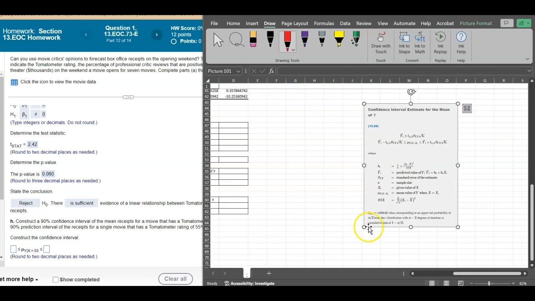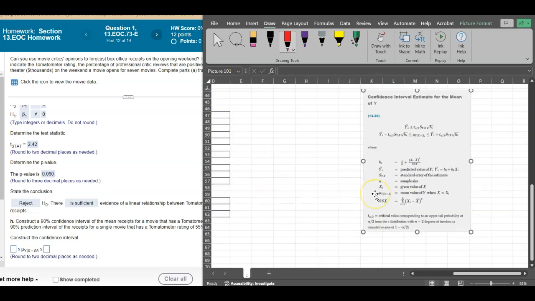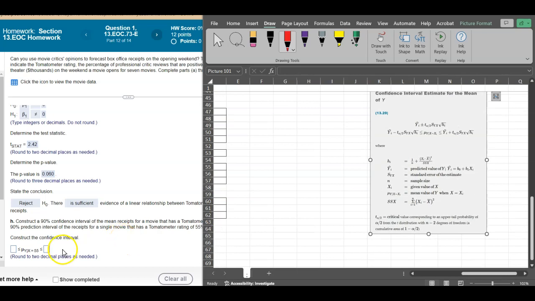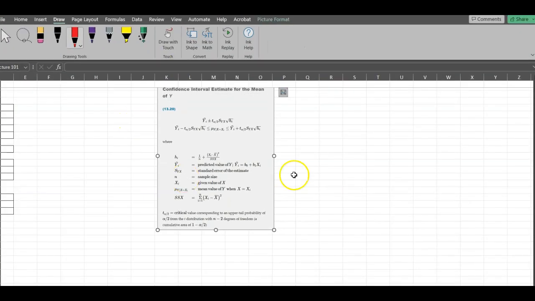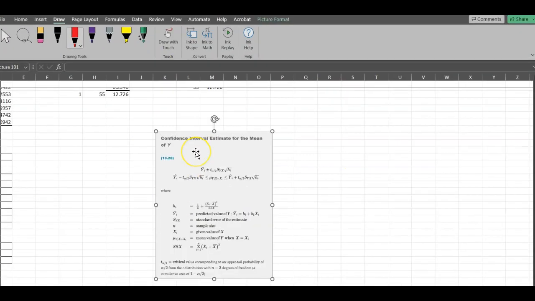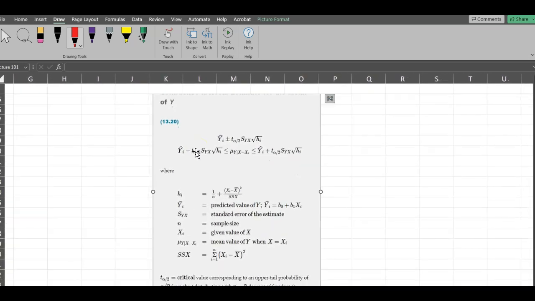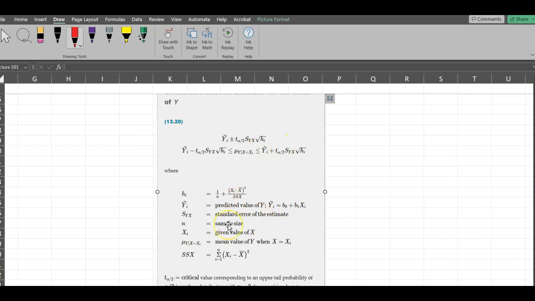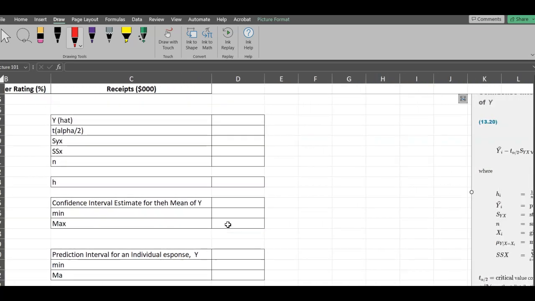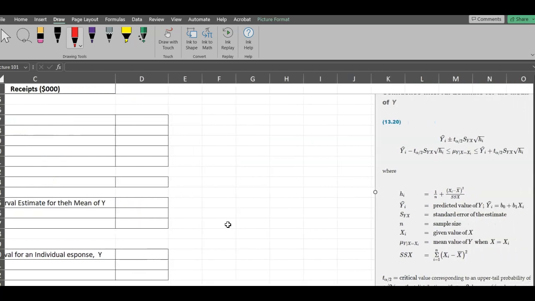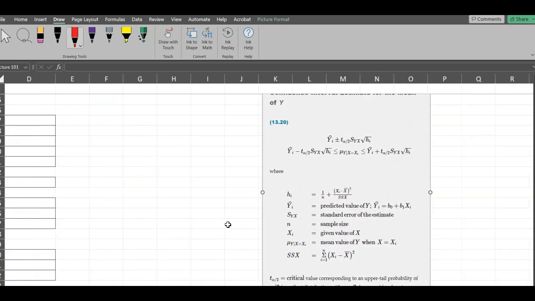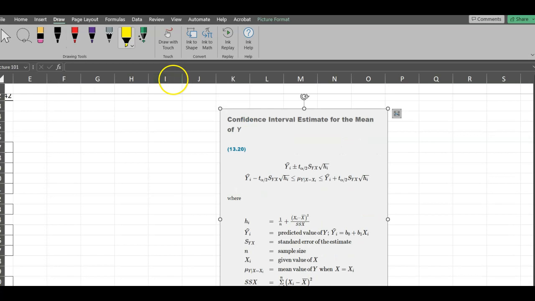So here, this is basically the formula. So I don't really need this. Let's go to Excel. So this is your formula copied from your book, and you see it's a lot of variables here, and we just have to make sense of it. So I created a small table here to identify the variables that I need. So what do I need here? I need the y hat.